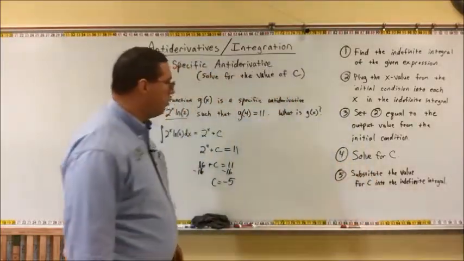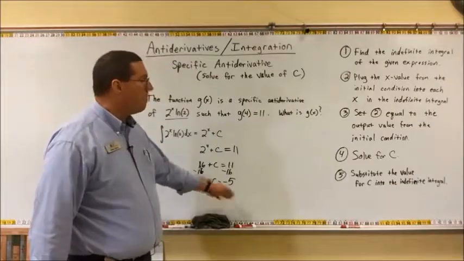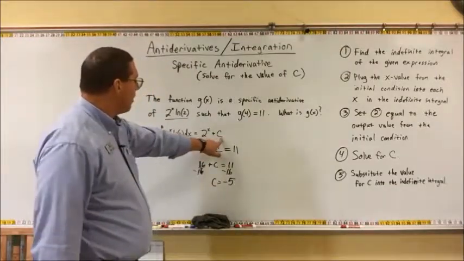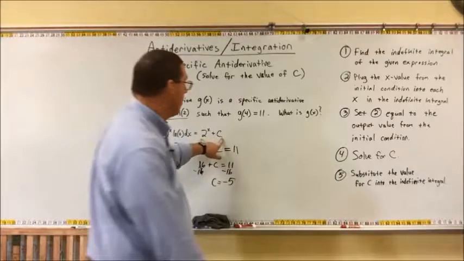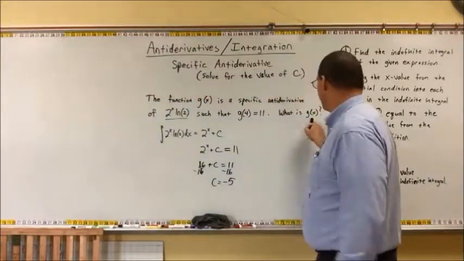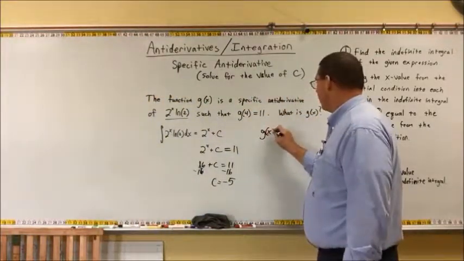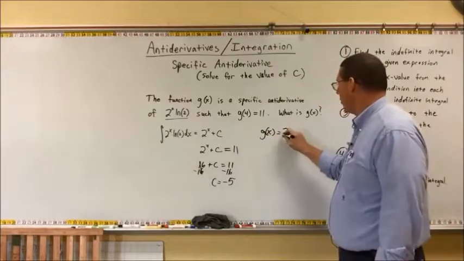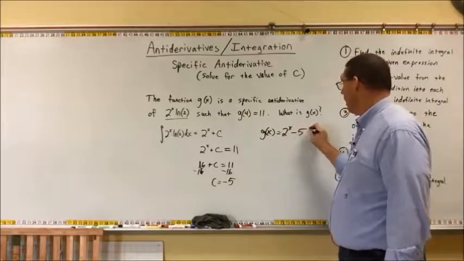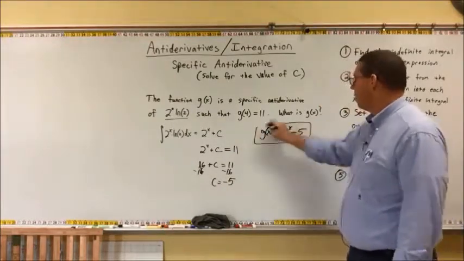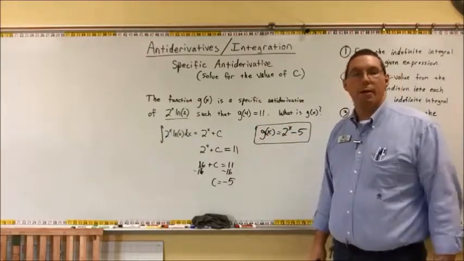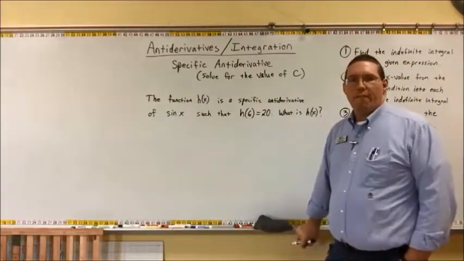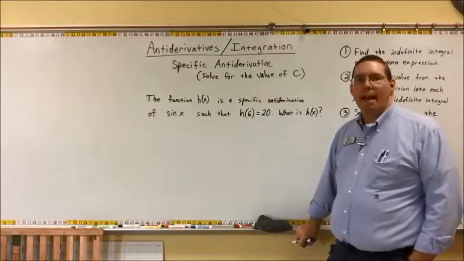Last step, substitute the value for c, which is negative 5, into the indefinite integral. The indefinite integral is 2 to the x plus c. So now we're going to say g of x is equal to 2 to the x power minus 5. And that is our answer. Okay, that's pretty quick, right? Let's do another one.